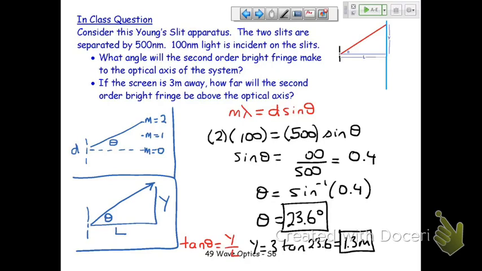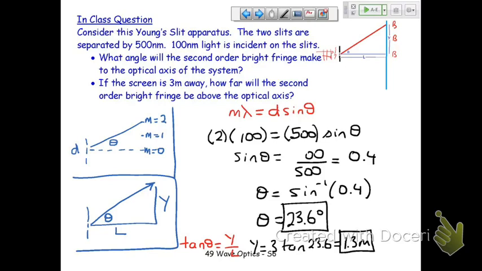100 nanometer light is incident on the slits. So we've got 100 nanometer light coming in like that, and then we get this effect. And it says, what is the angle between the second order bright fringe? We have our bright, that's our zeroth. We have our second order bright fringe, made to the optical axis.